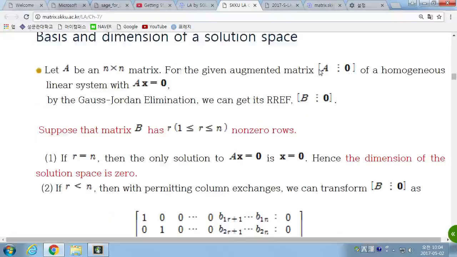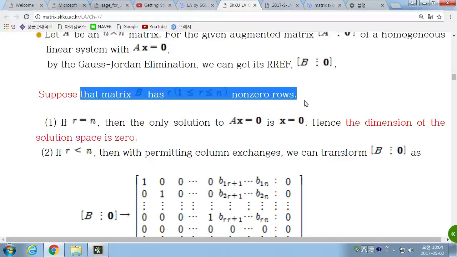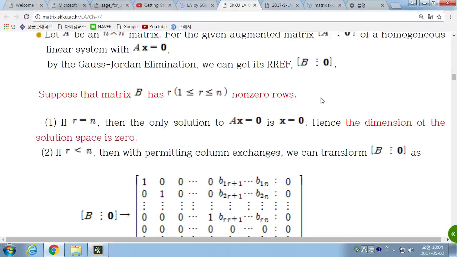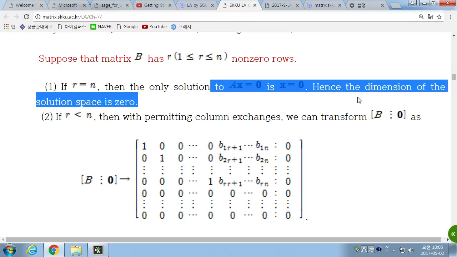So, suppose we find the solution space of A, the null space. Then, by Gaussian elimination, we can have the RREF of A, which can be written as this. Then, suppose the matrix B has r non-zero rows, so the rank of B is r, so the rank of A is r as well. If r is equal to n, then it has a unique solution, because the dimension of the solution space is 0.